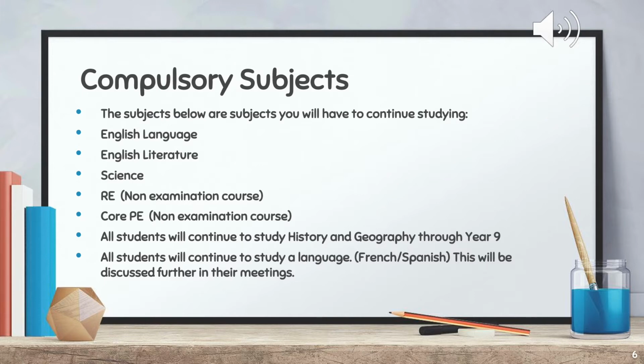There'll be no examination at the end of it, but there is the option to take these 2 subjects as an option for a GCSE examination course. All students will continue to study history and geography through Year 9, as already mentioned. And all students will continue to study a language, and this will be discussed further in their meetings.